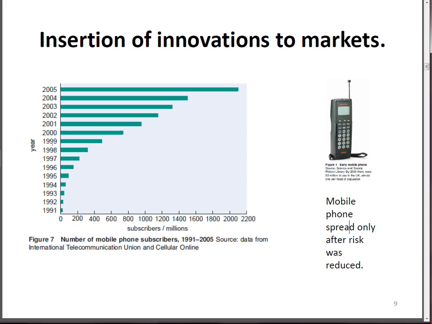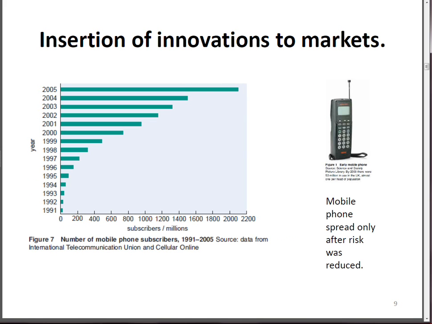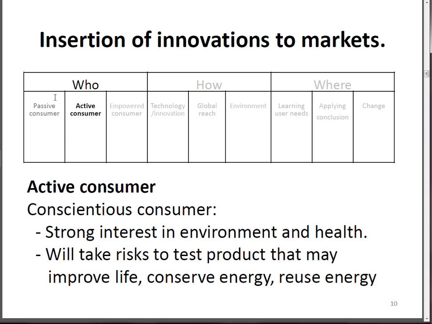It took a long time for us, for the innovator, to establish this belief, this assertion that it is safe, and then it really pushed forward in terms of sales. So passive consumers will pick up a product passively, so to speak, only when we know it is safe and there is no risk. As we can see in the example of mobile phone, and you will find the figure 7 in the module box. Now if we're still considering who, let's look from passive consumer, let's examine the active consumer.